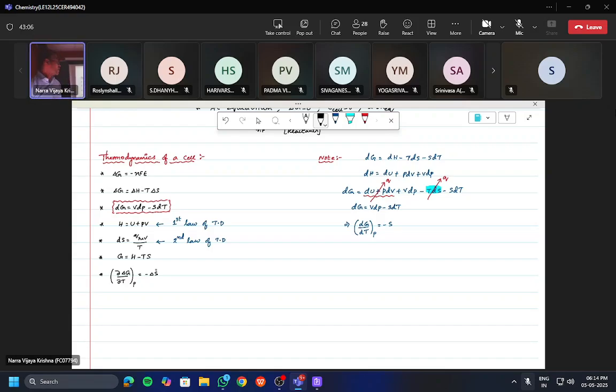Can I write it or not? No. Instead of pressure constant, if I take temperature constant, then what will be the equation? If temperature is constant, dG upon dP at constant temperature is equal to V. Temperature is constant means dT is 0, means this term is 0. Then dG equal to VdP. So dG by dP equal to V. Right? So that's what I am writing again, another equation.